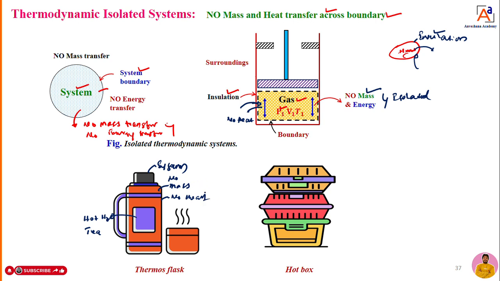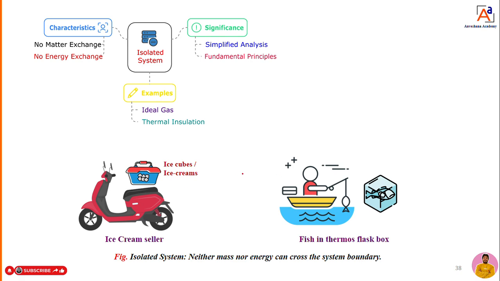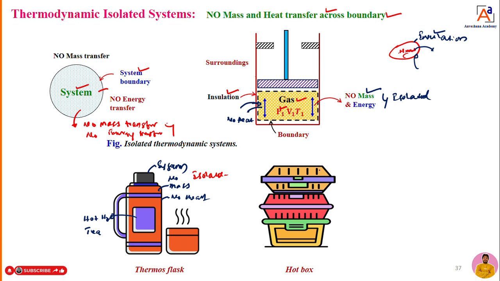If there is no mass and heat transfer taking place in a system, that system we can call an isolated system. One example is a hot box. Whenever you prepare food and carry it home, this hot box is well insulated. You can call this hot box a system.